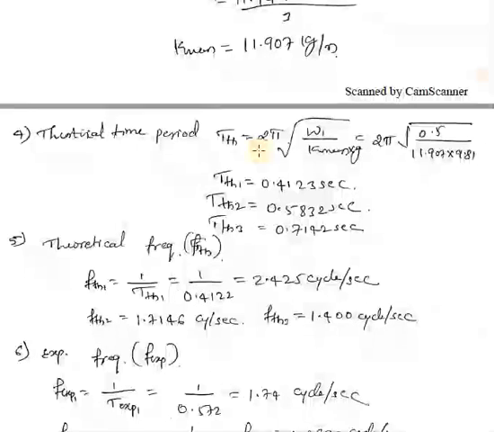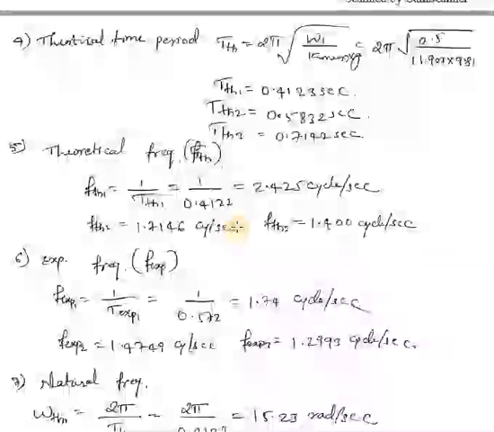Then we need to calculate the theoretical time period. T theoretical is given by 2 pi into the square root of W1 divided by K mean into g. Here W1 is 0.5, K mean is 11.907 and g is 9.81. Substitute and simplify, and the theoretical time period will be 0.4123 seconds. Similarly, you have to carry out the same procedure by substituting the values of W2 and W3 to get the values of T2 and T3.